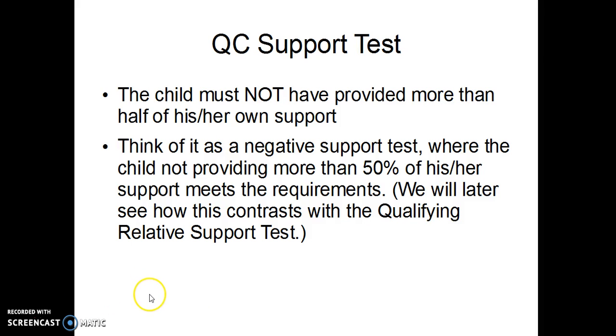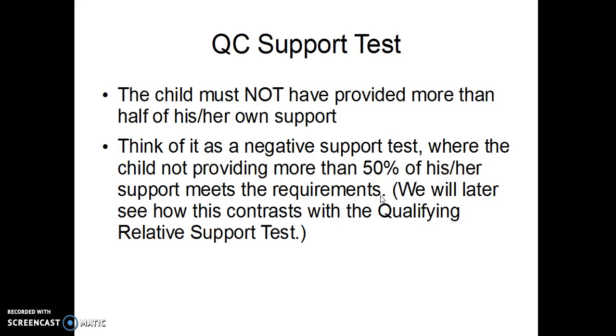Next test is the support test. The child must not provide more than half of his or her own support. Again, when I say child, I mean qualifying child. Notice the burden here is on the child not providing their support. It doesn't say anything about the taxpayer providing the support. So think of it as a negative support test, where the child not providing more than 50% of his or her support meets the requirement.